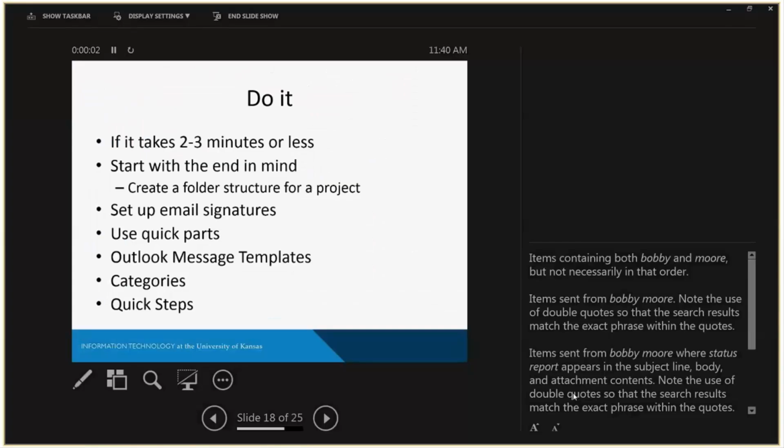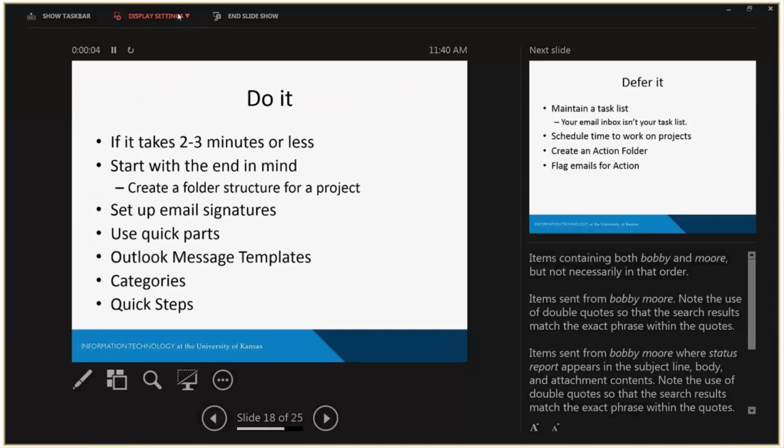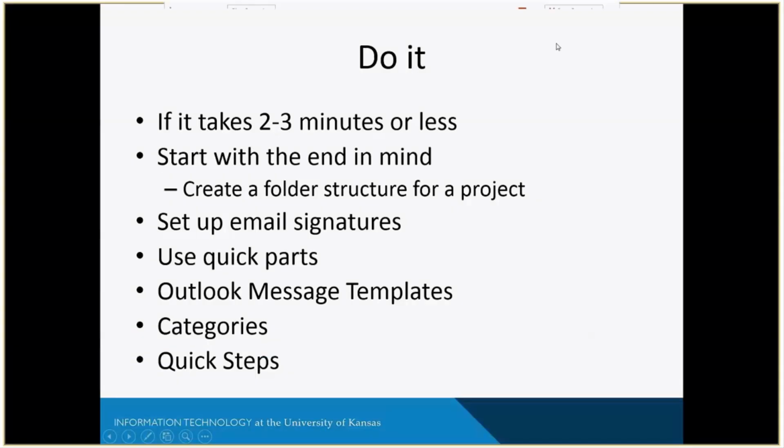The next thing is categories and quick steps. I talked a little bit about this initially, but let me show you how to set those up. Categories are pretty nice because unlike a folder, with a category you can tag emails with multiple categories. I was having that problem last year when I had all those folders. I couldn't decide whether to drag something to the project folder or to the person folder or to the meeting folder.